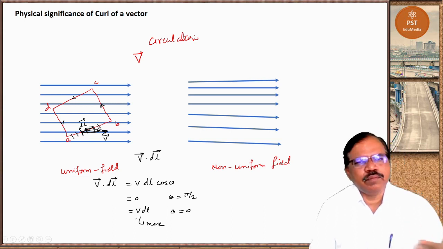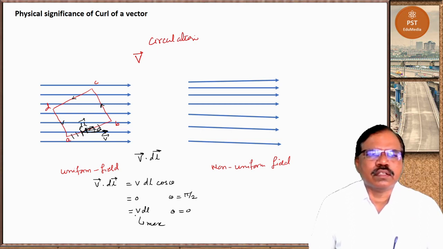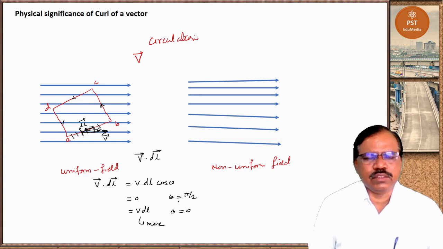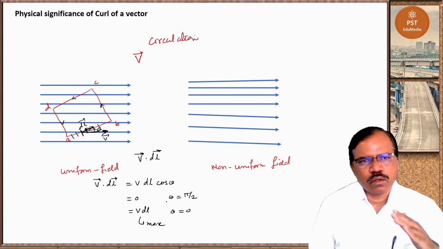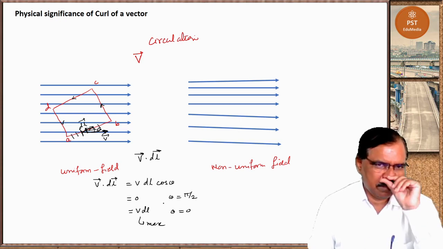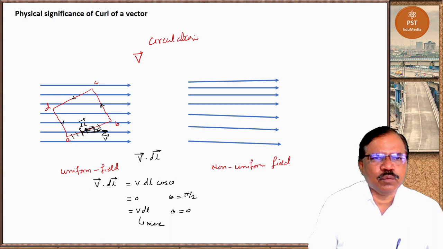So the value will be between 0 and v dl when the angle is pi by 2 and 0. So it is maximum when theta is equal to 0. So we will get maximum v dot dl when the vector field is along the path, and 0 when the vector field is perpendicular. Then from A to B, at each length element we find v dot dl and then we add.